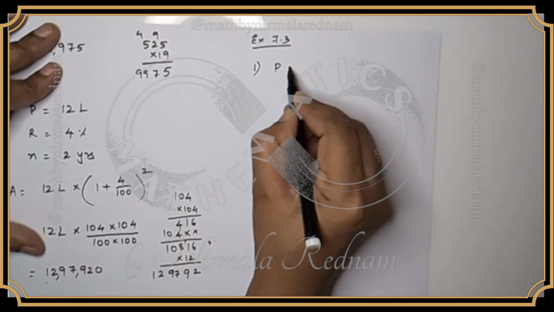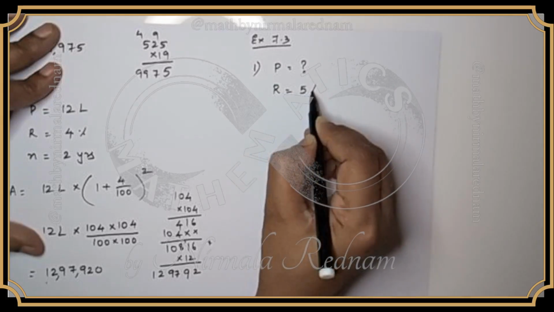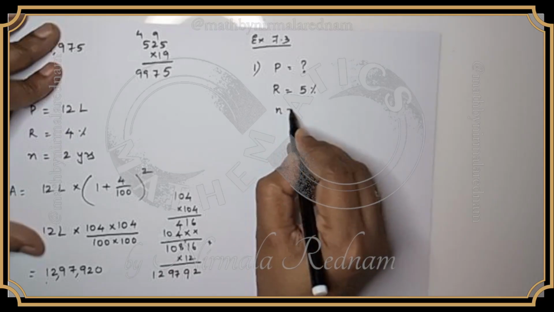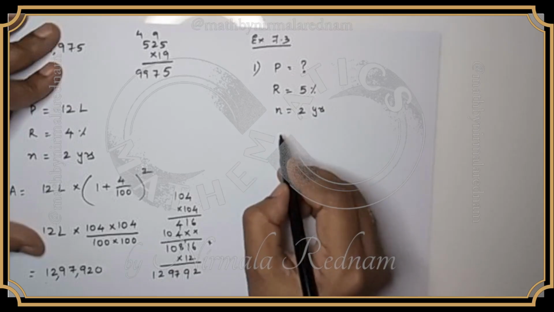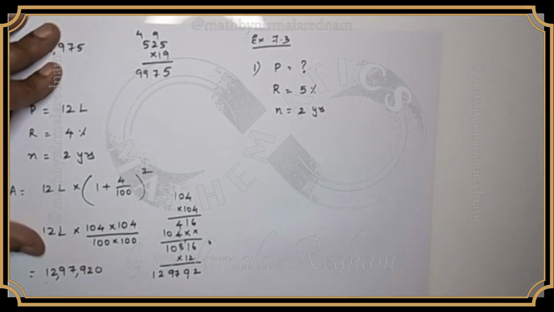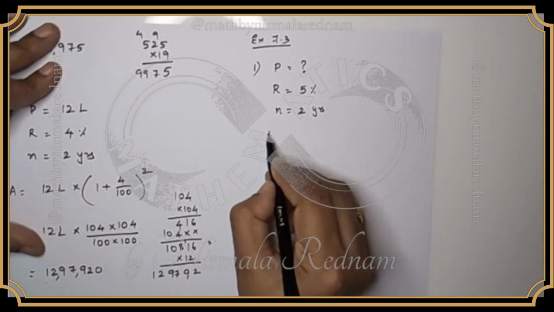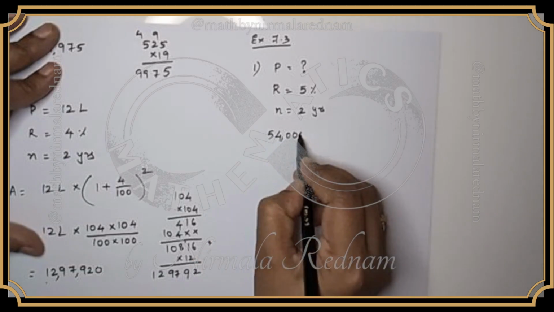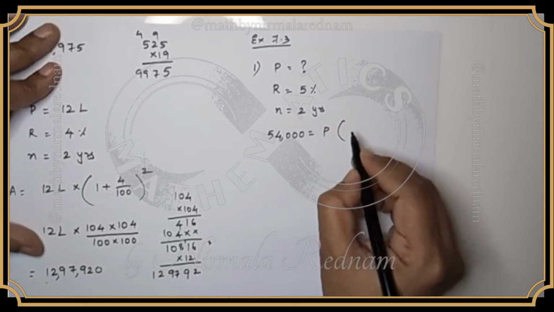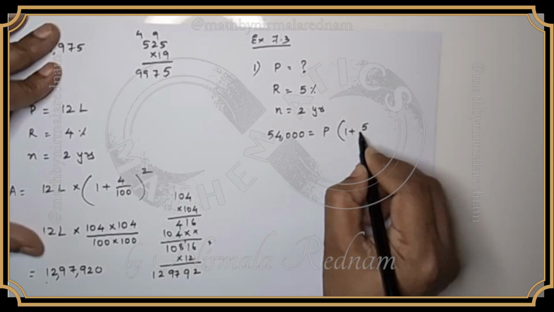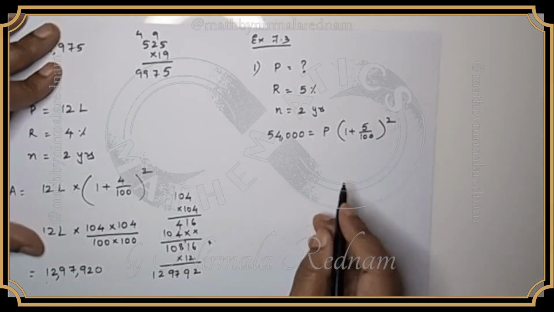So in 2001, whatever was the population, that has been increasing at the rate of 5% for a period of 2 years, because we have the population in 2003, and eventually in 2003 what is the population? It is 54,000. So I'm going to equate 54,000. So that's the difference here. You have to be very careful here, and A is nothing but, you're going to apply this formula, 1 plus r by 100 whole power n, right?